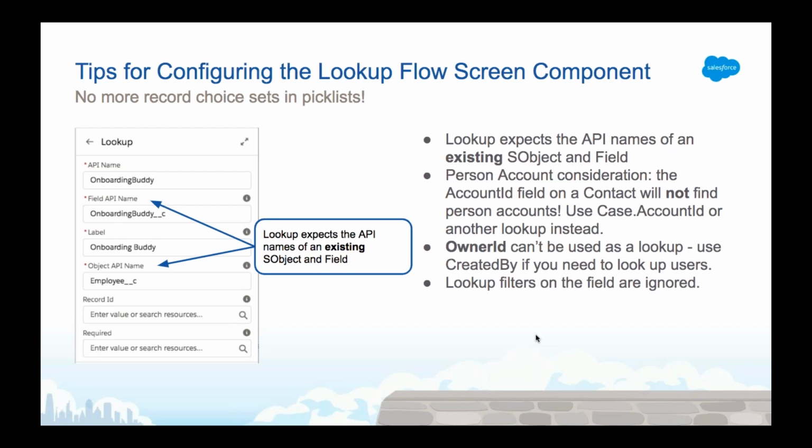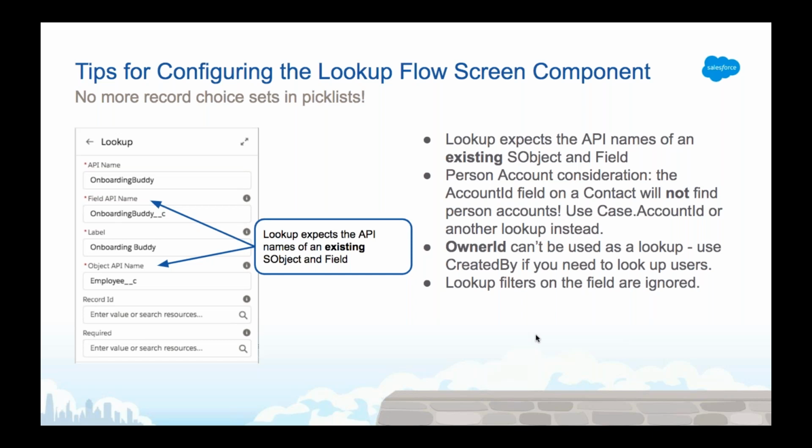Jen, you might recall bringing this one to my attention. Person account considerations. When you're specifying that existing lookup and field, if you wanted to look up the account ID on a contact to get a list of accounts, it's not going to find person accounts because contacts can't actually have a relationship with person accounts. And so what you can do is, it doesn't have to be the field that you're planning on filling in later. It can be any lookup field that happens to look up accounts. So you can use case.accountID or some other lookup instead.